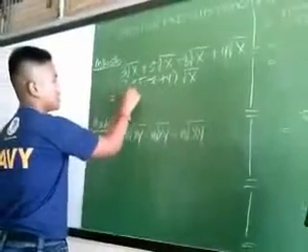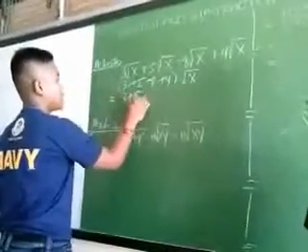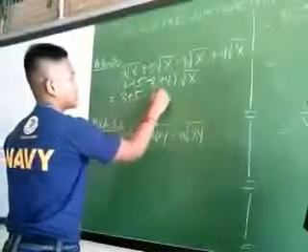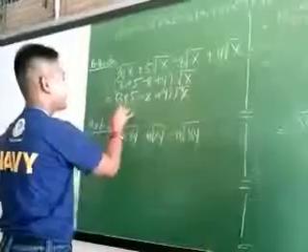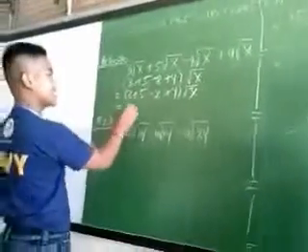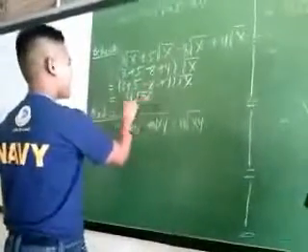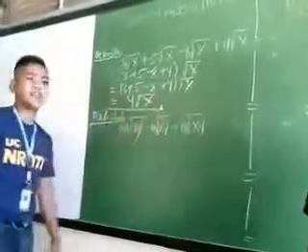So 3 plus 5 minus 8 plus 4. The answer is 4 square root of x. This is our final answer.